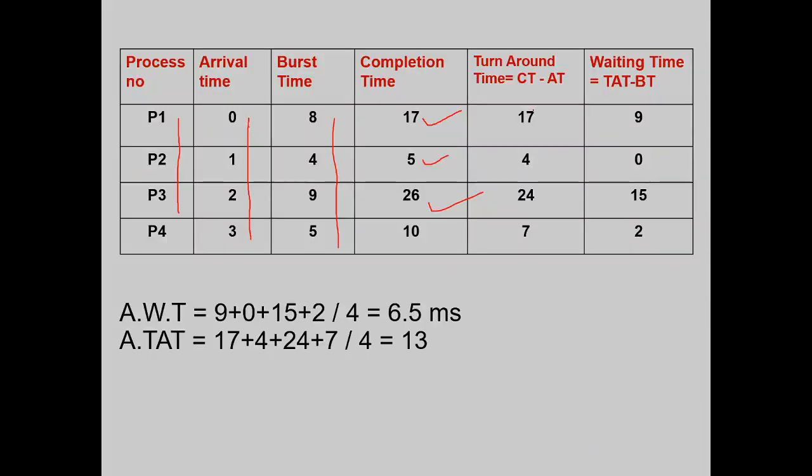So you need to find here now turnaround time, completion time minus arrival time. So you will get these values. Now waiting time, turnaround time minus burst time. So you will get these values here. Now you need to find out the average waiting time. So average waiting time divided by 4, you will get 6.5 milliseconds. Similarly, turnaround time divided by 4, 13 milliseconds.